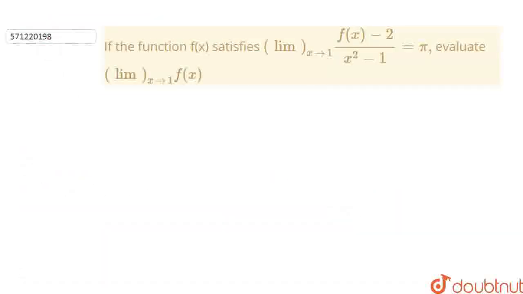In the given question, if the function f(x) satisfies limit x tending to 1 of (f(x) - 2) divided by (x² - 1) that should be equal to π, then we have to evaluate the value of this function, that is limit x tending to 1 f(x).